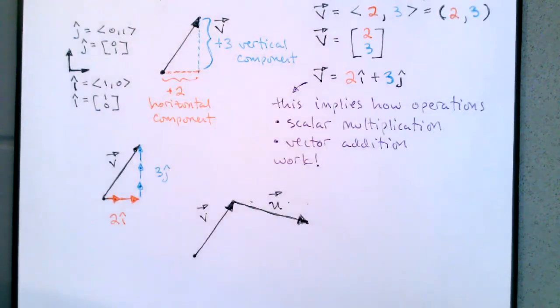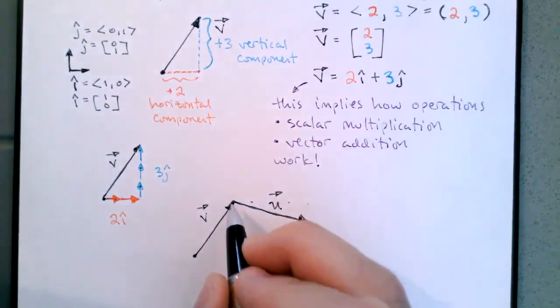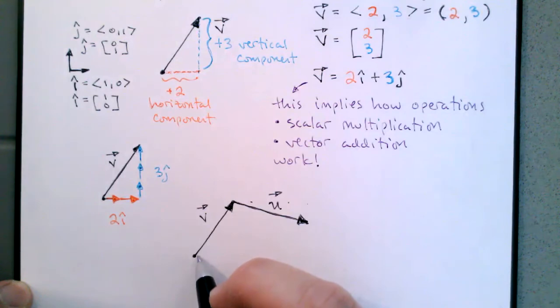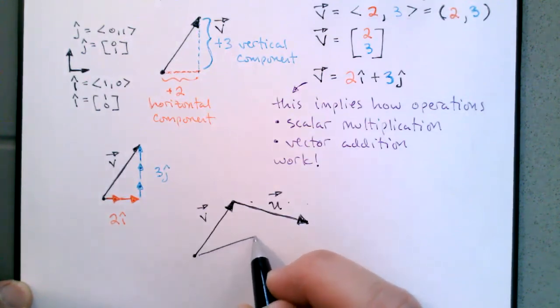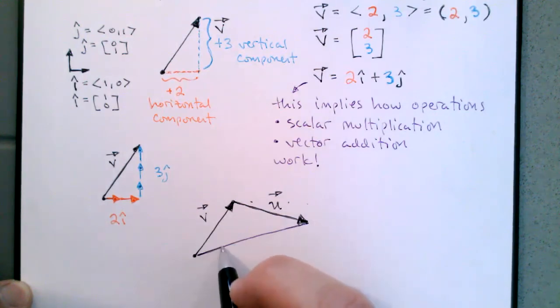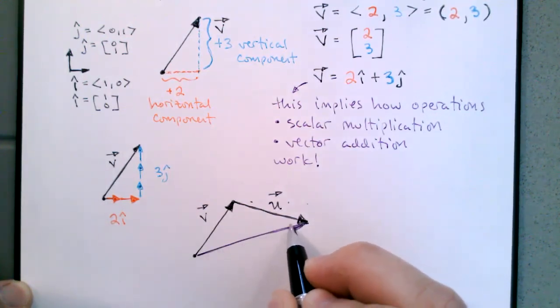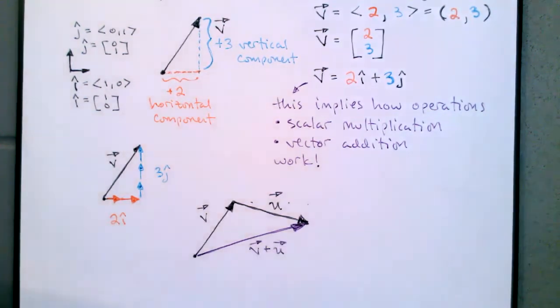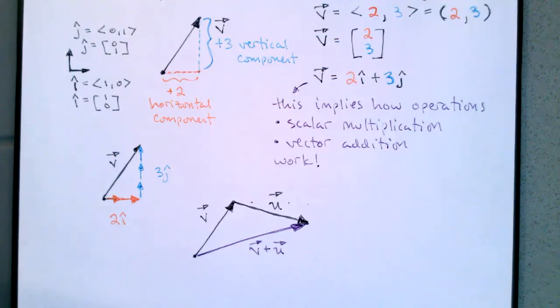So if I have 2 vectors v plus u and I want to add them together, I just stack them end to end. And so the vector v plus u will start at the beginning of v and go towards the end of u. So this is visually how we add vectors. Just put one vector on the end of the other vector.